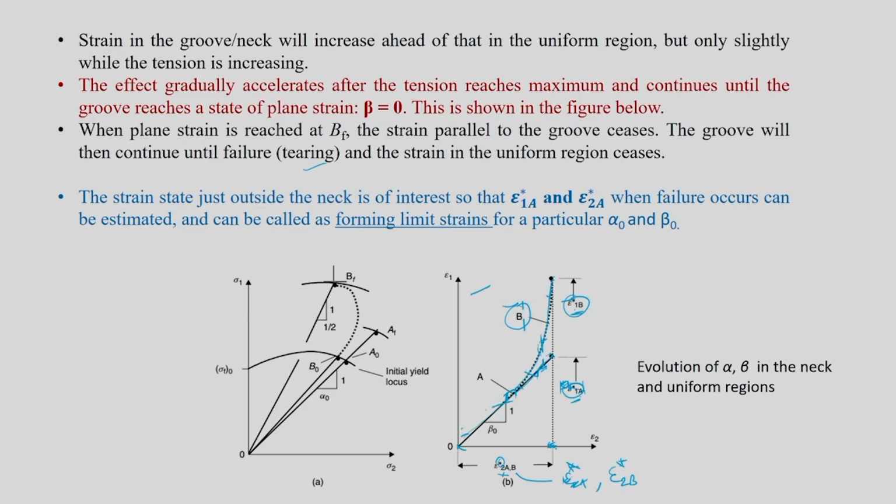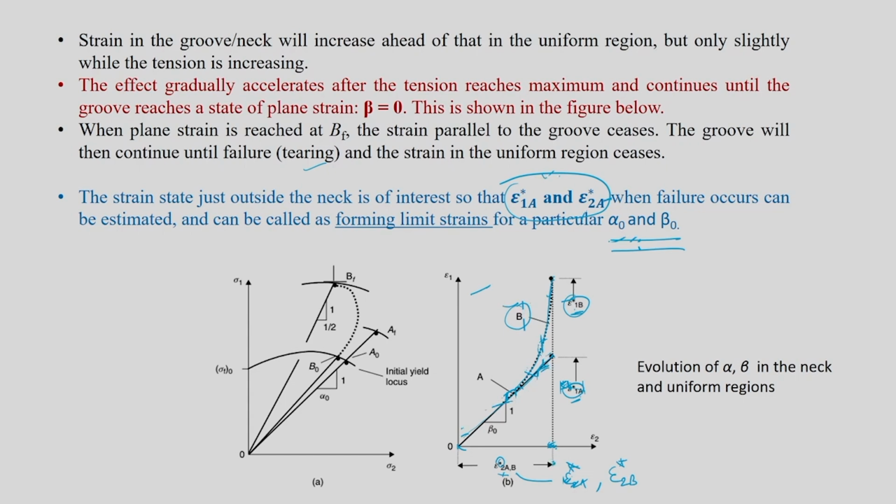So the strain state just outside the neck is of interest, so that epsilon 1A star and epsilon 2A star, when failure occurs, can be estimated and called the forming limit strain for a particular alpha naught and beta naught. Which means this B region will undergo an unstable increase in epsilon 1. But you will see that this A region is not like that. It is going to be a very uniform strain.